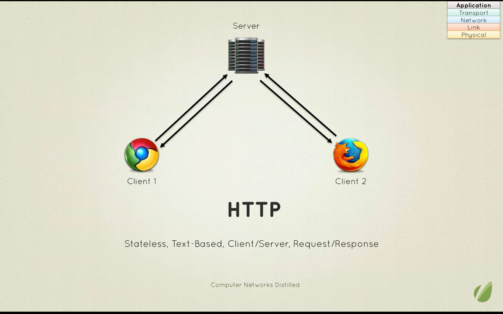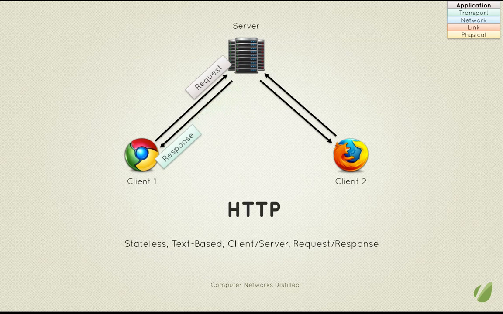Let me show you how that works using this diagram. Assume we're client 1, which is Chrome. It's going to send a request message to the web server. That message will be sent to the server. This message will typically contain the URL, the name of a resource that the server has. The server will look that up and then return it in a response message. That response message will be sent to the client.